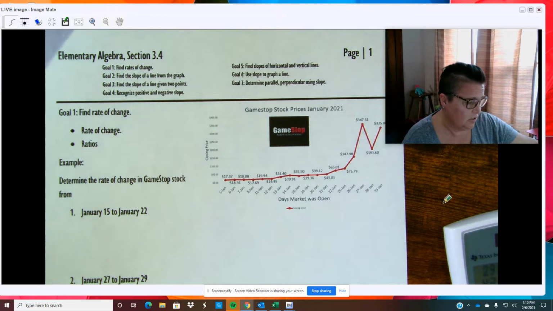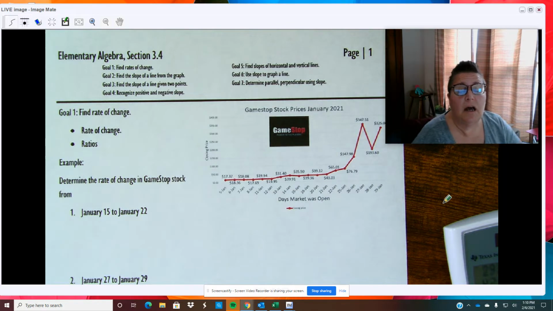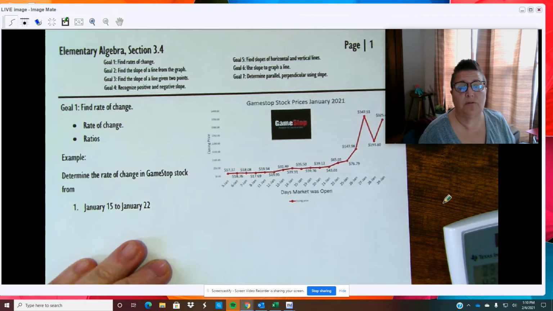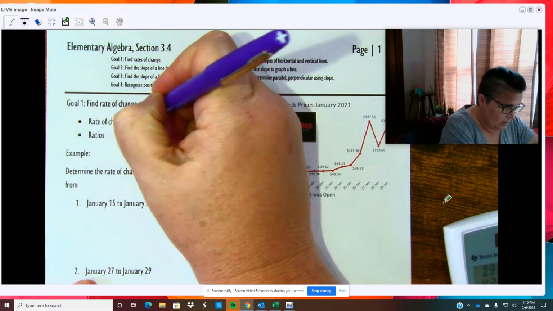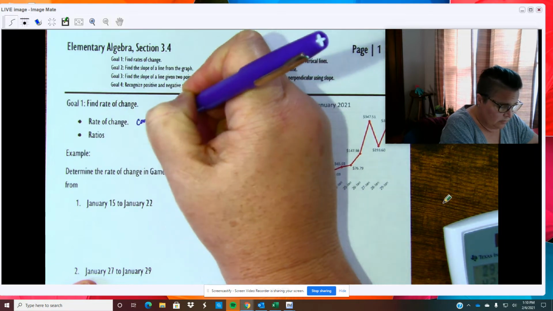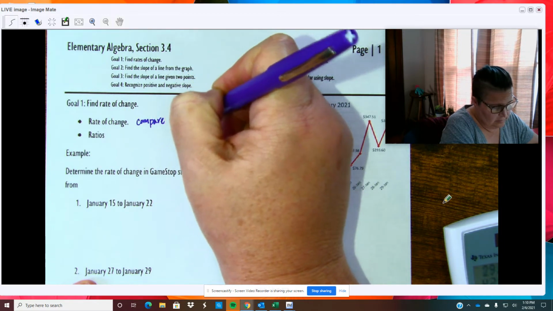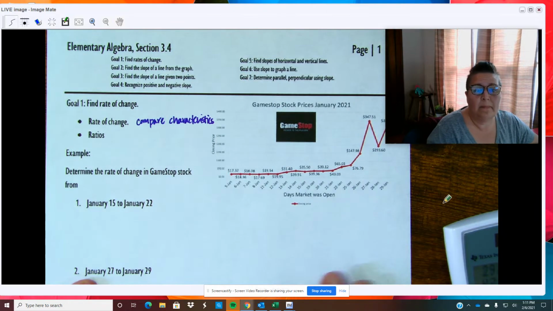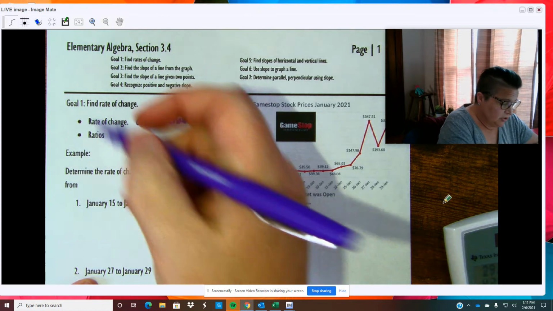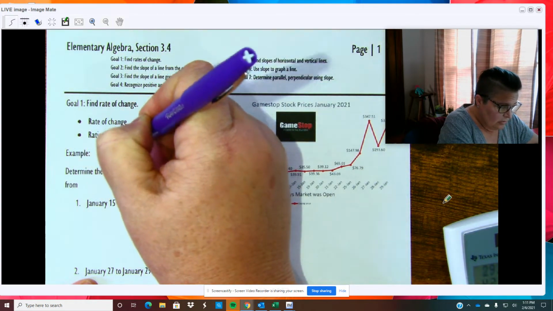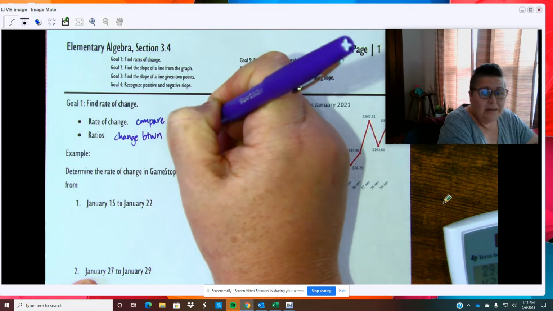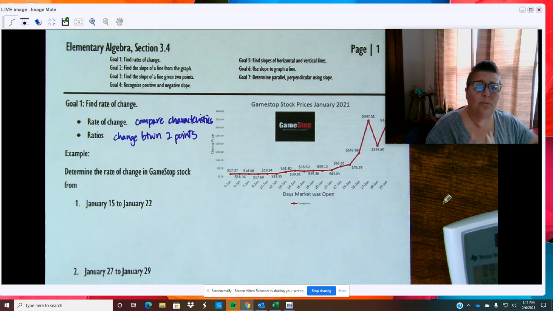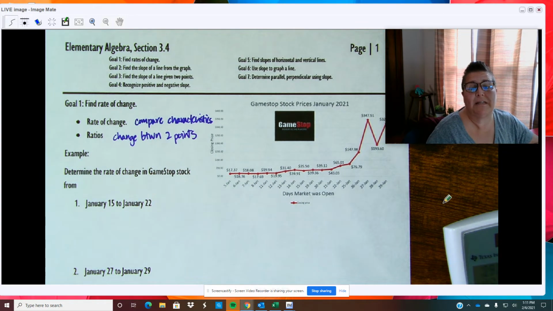The rate of change is a comparison of two different characteristics of a graph. So we're going to compare two different characteristics of some data or information generally presented in a graph. The change between 2 points is written as a ratio. The ratios do not have units on them, the rates do.